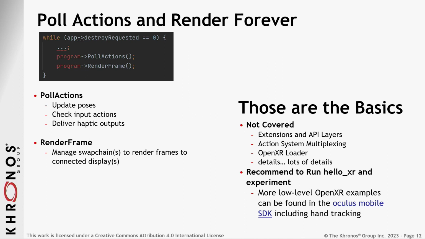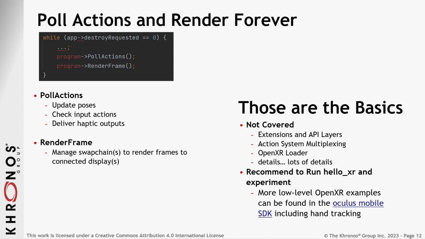Not much more there. So those are pretty much the basics. There is a lot more to low-level OpenXR development, such as adding in extensions and API layers. These are completely optional, but they are pretty powerful, and they add additional functionality. With HelloXR, it is a nice exercise to add in extensions or API layers as practice.